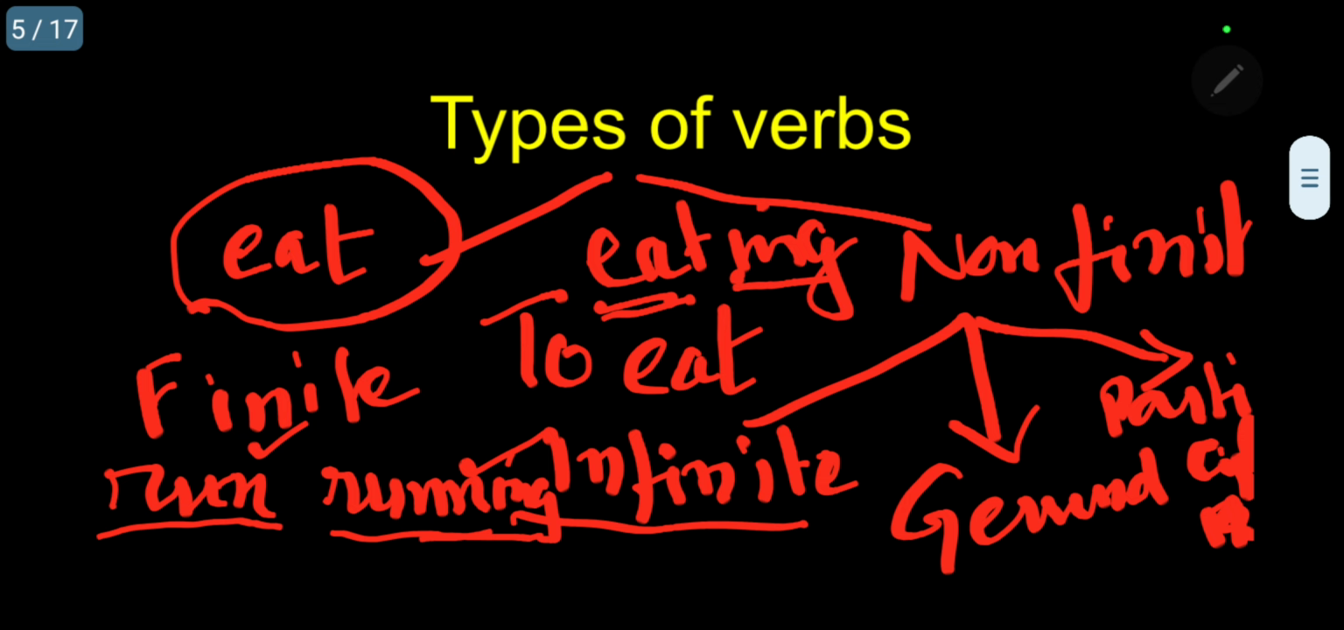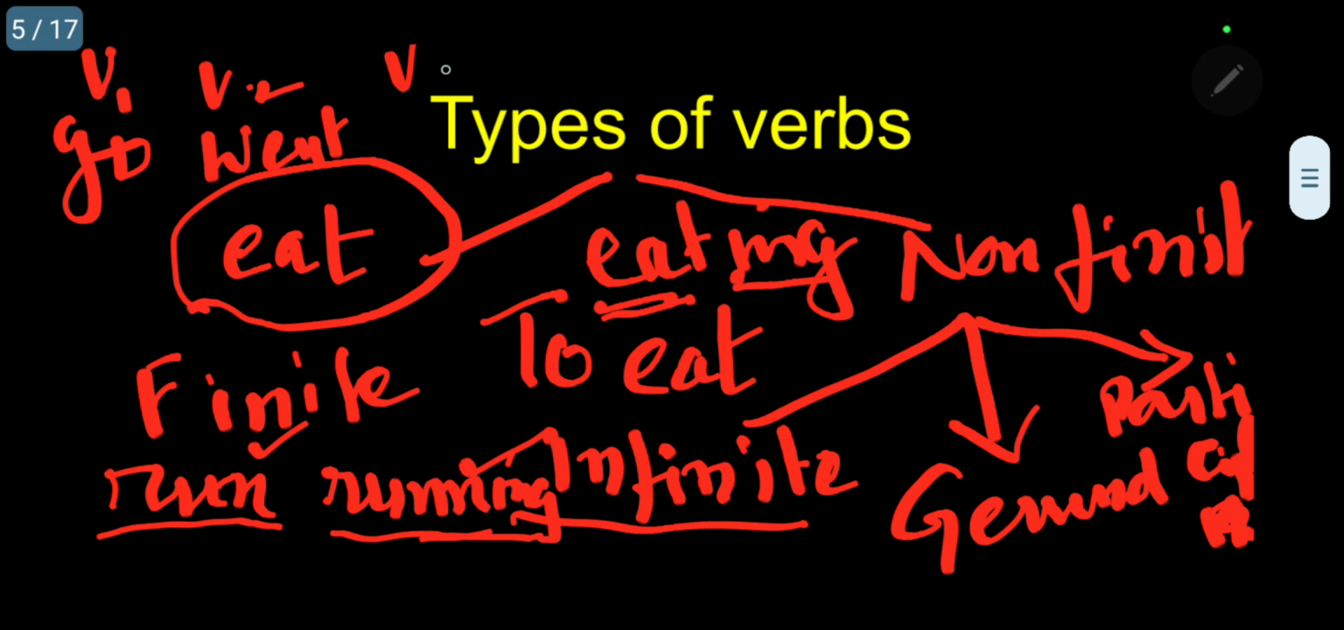Coming to participle, what is the participle? Present participle, past participle. This again is non-finite. A simple example, take go. Present tense, V1. Past tense, V2, went. And V3, past participle, gone. So gone is the incomplete verb. Please follow. I hope it is very clear. I am classifying the entire 3565 verbs into two types: one is finite and another is non-finite verb.